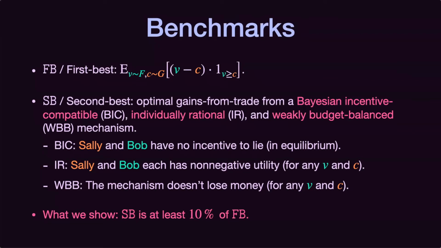from a trading mechanism that satisfies the following three natural properties. The first one is Bayesian incentive compatibility, meaning that the players should have no incentive to lie to the mechanism. The second one is individual rationality, meaning that the players should receive non-negative utilities from the mechanism. And the last one is weak budget balance, meaning that the mechanism shouldn't lose money when it's subsidizing the players. And what we will show in this talk is that the second best is at least a constant fraction, namely 10% of the first best.